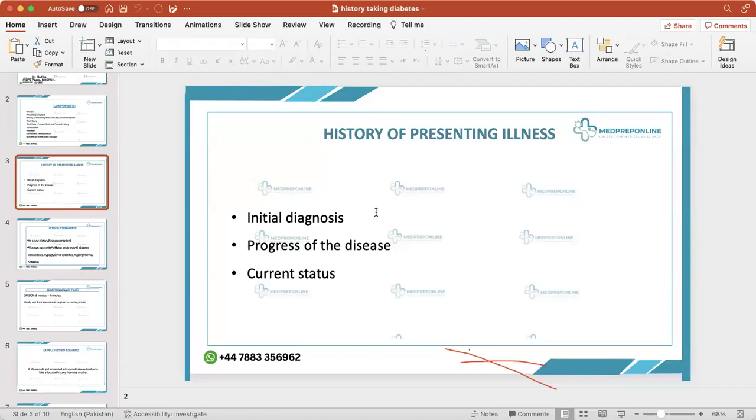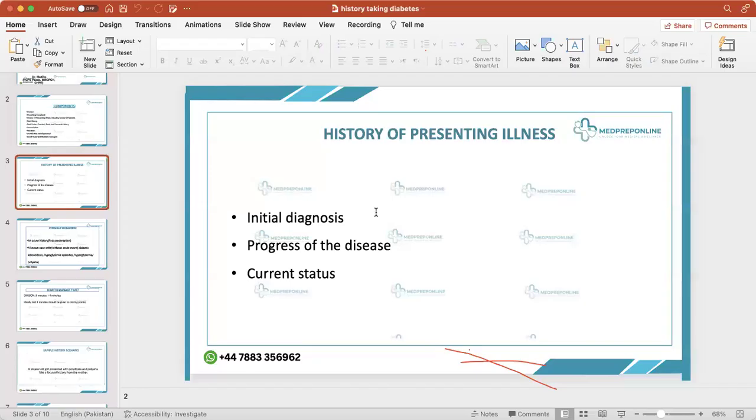Then you should ask if they had ketoacidosis or not. And then how was the diagnosis made? What tests were done? And how much education have parents received during that time? And what was the treatment in the hospital? And what treatment was started at the time of discharge? And after that, you need to know what was the progress of the disease from that time to this time.